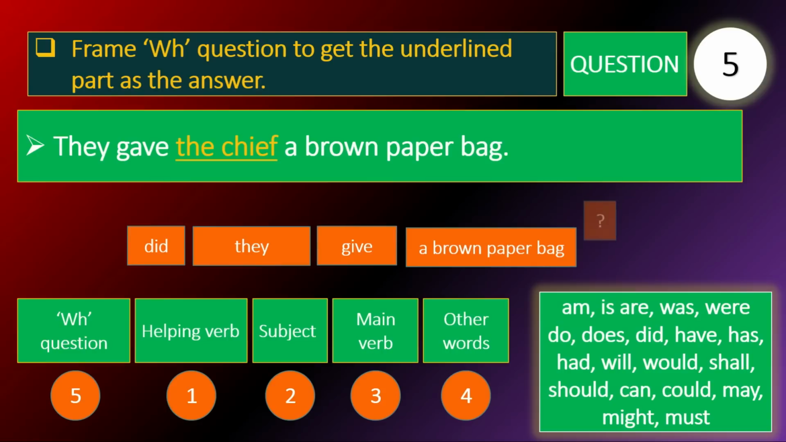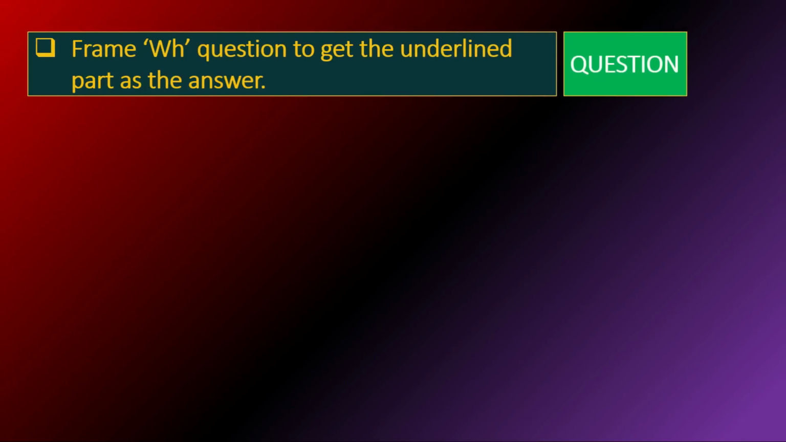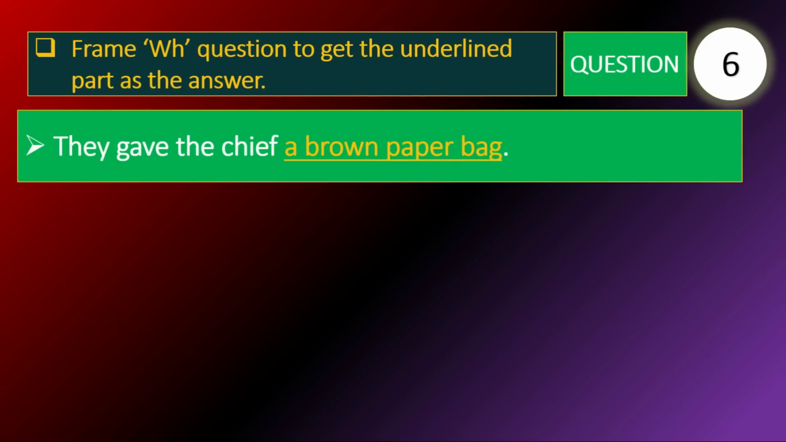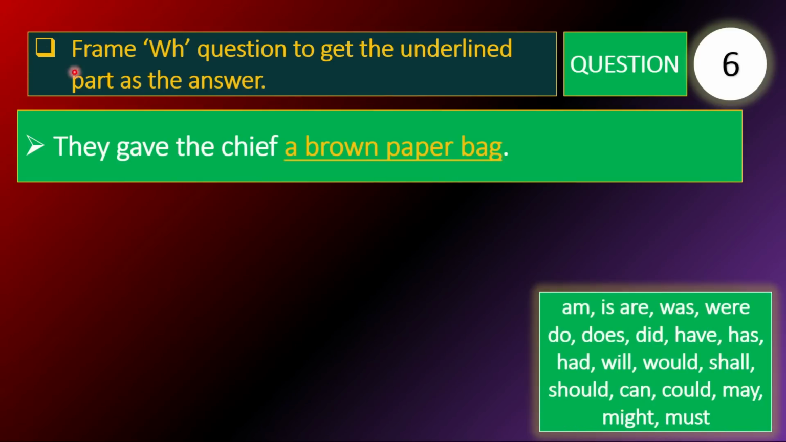Now you can put the WH word at the beginning. Whom did they give a brown paper bag? The answer is the chief. Okay, let's move on and see the next one. That is question number 6. They gave the chief a brown paper bag.